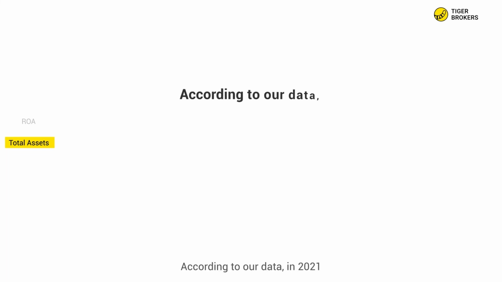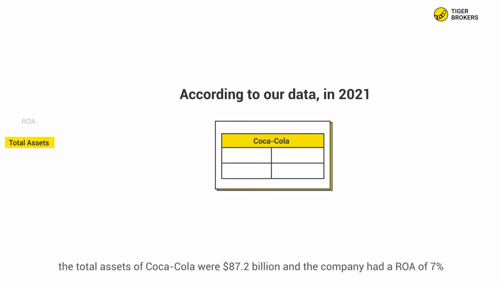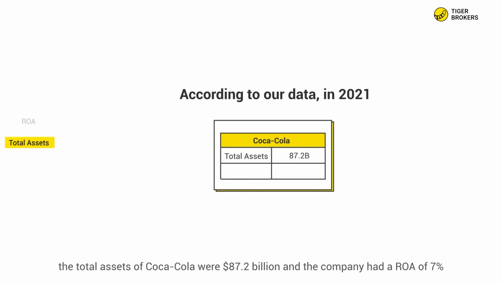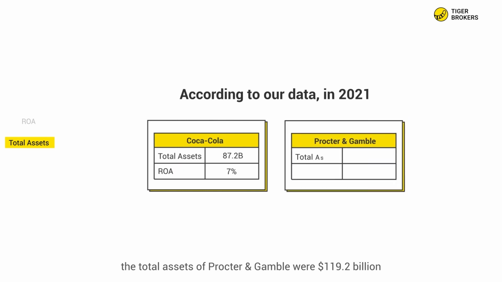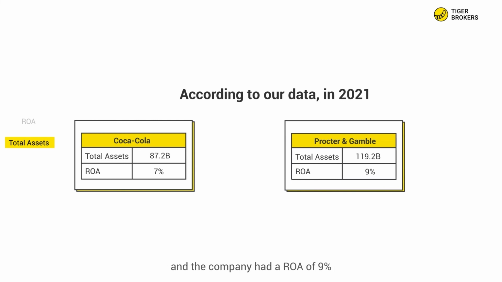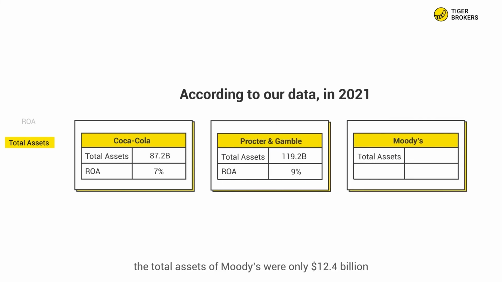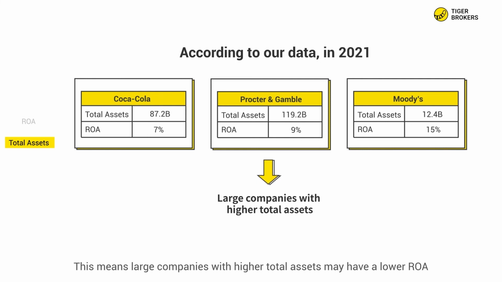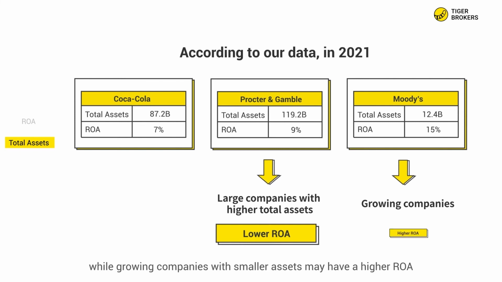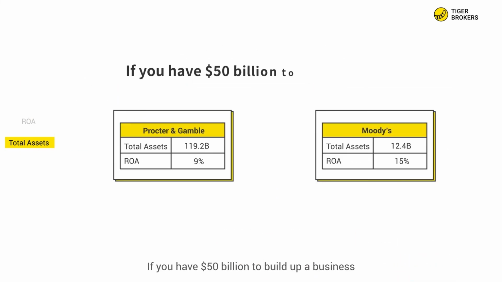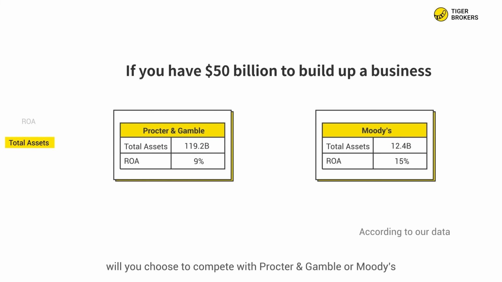For example, according to our data, in 2021, the total assets of Coca-Cola were $87.2 billion, and the company had an ROA of 7%. The total assets of Procter & Gamble were $119.2 billion, and the company had an ROA of 9%. The total assets of Moody's were only $12.4 billion, yet the company had an ROA of 15%. This means large companies with higher total assets may have a lower ROA, while growing companies with smaller assets may have a higher ROA.